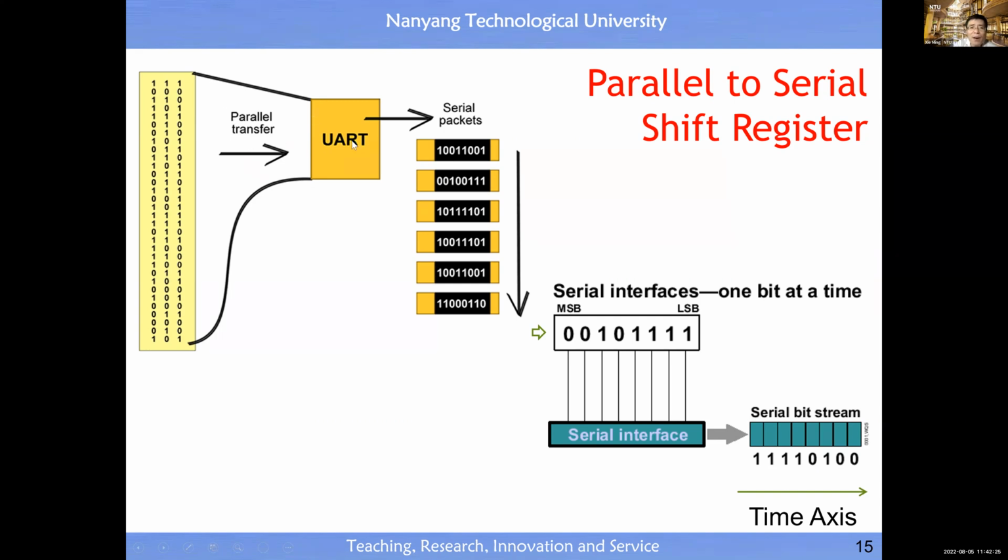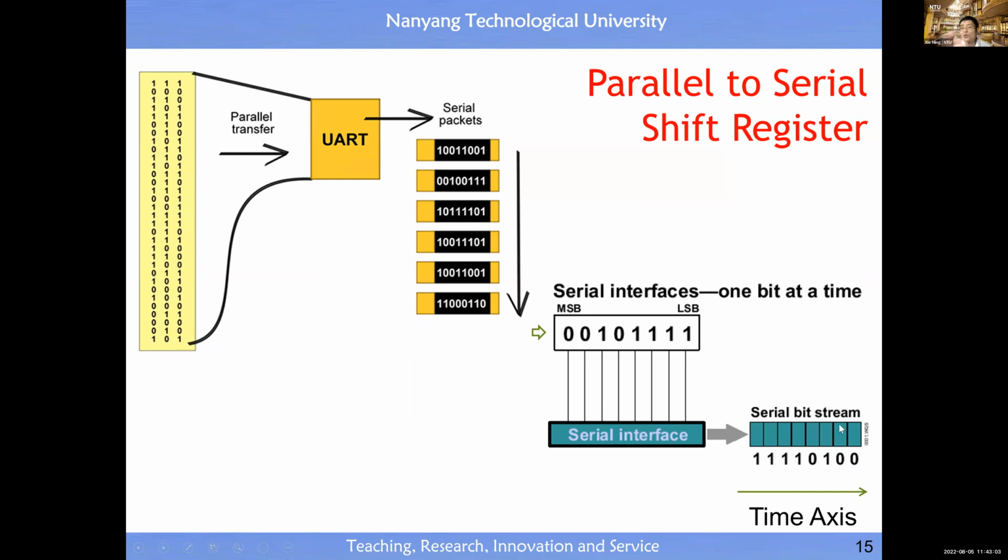So you have a parallel transfer to this UART. UART means universal asynchronous receiver and transmitter, so you can do bidirectional communication. Then you see we have a series of bytes here. The byte is transferred to the buffer, then we have a serial interface. This could be a shift register, so you ship out to the physical line.